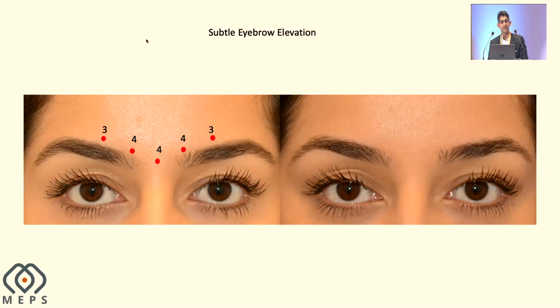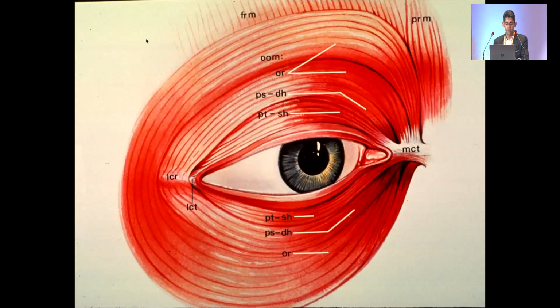These are the usual standard points and dosages followed as a convention if you're doing it in a patient for the first time. 4 units each in the belly of the corrugators, 4 units in the procerus, and around 2 to 3 units in the tail of the corrugator to get a nice subtle elevation of the eyebrows as seen here. Now this is a video showing how the eyebrows are injected.